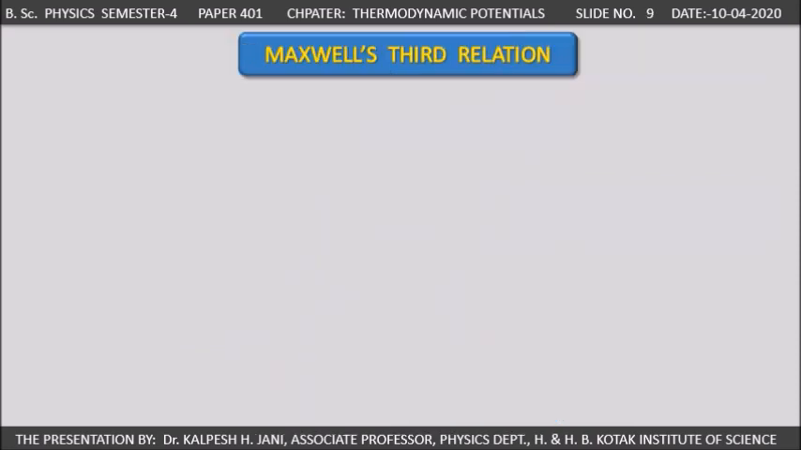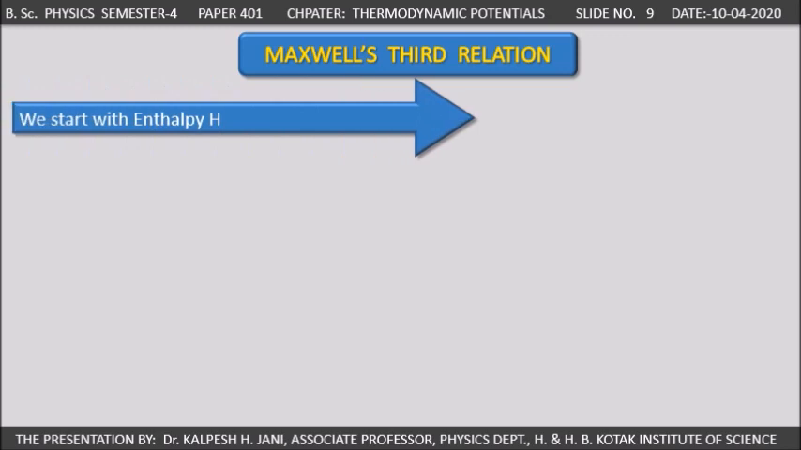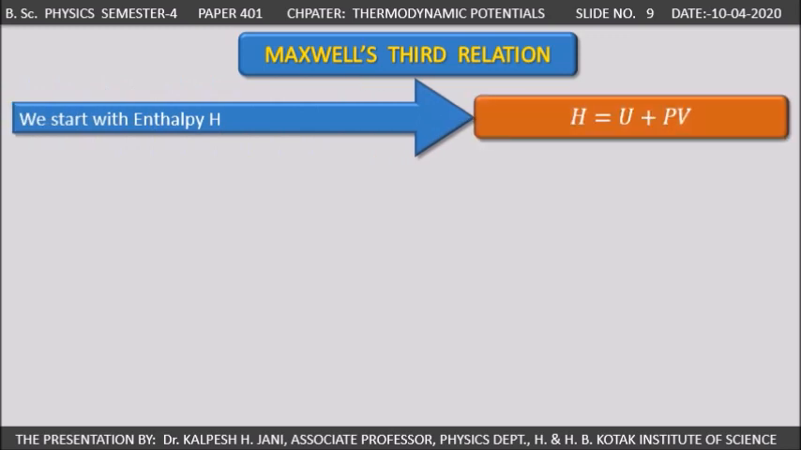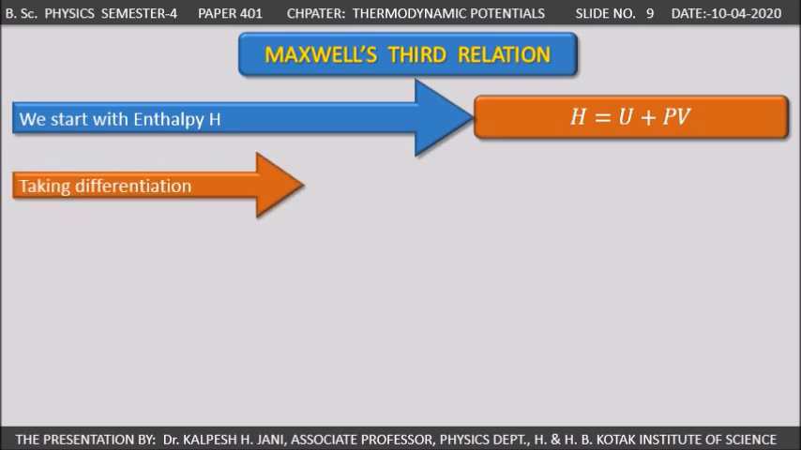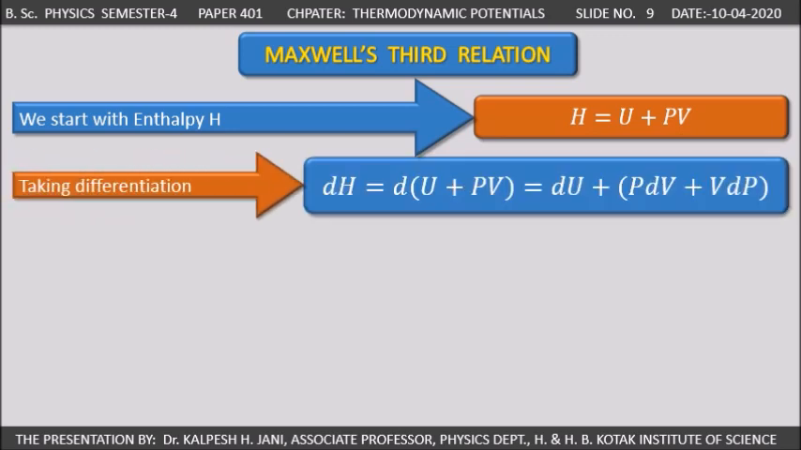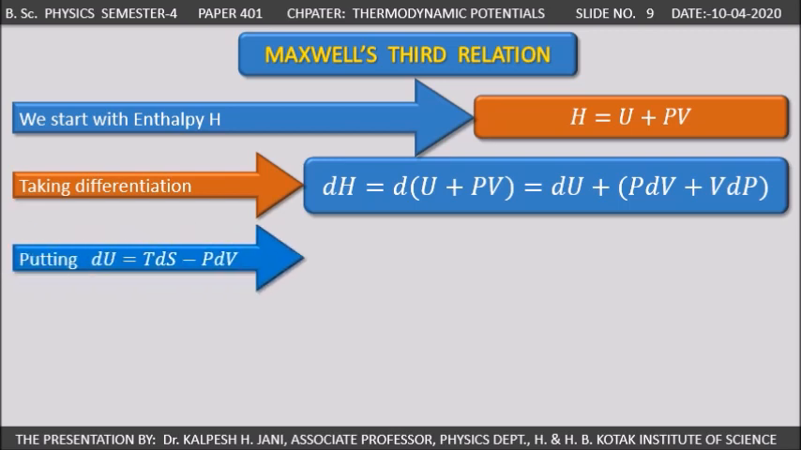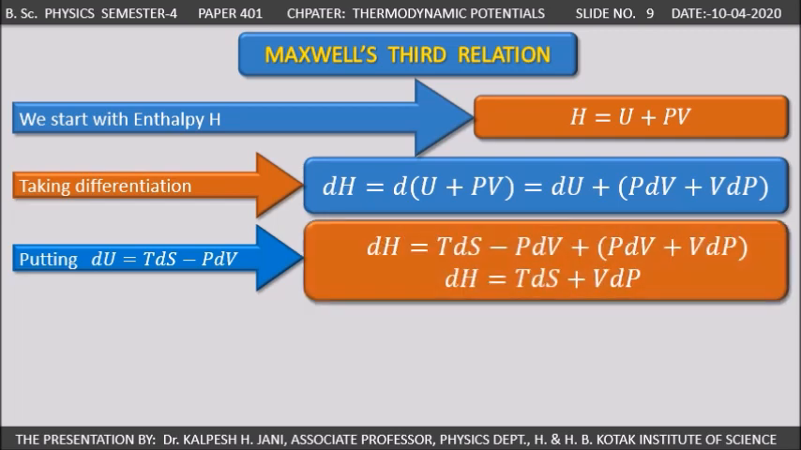So let us take Maxwell's third relation. Here we shall start with the enthalpy H, which is defined as H is equal to U plus PV. Now we shall differentiate this. We get dH is equal to differentiation of U plus PV, which is nothing but dU plus PdV plus VdP. Now we shall put the value of dU as TdS minus PdV, as we did in the previous relation also, and we get the value of dH is equal to TdS plus VdP. So here we can come to know that this enthalpy is a function of two natural variables, entropy and pressure.